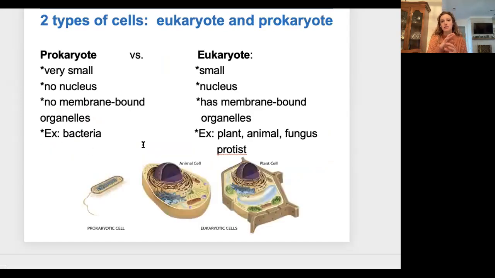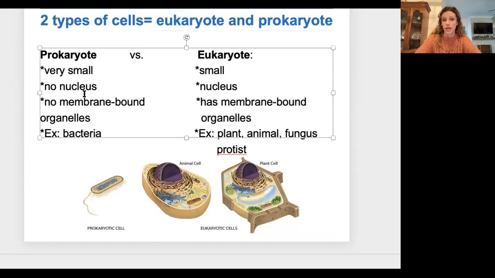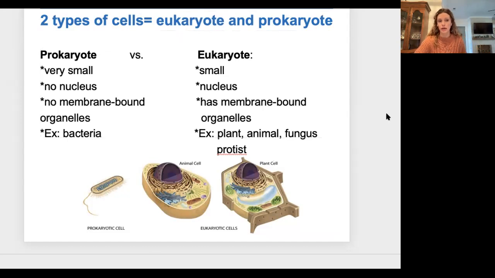So this slide is basically telling you the differences between a prokaryote and a eukaryote. I would set this up as a T chart in my notes. So I would literally write in my notes, two types of cells equal eukaryote and prokaryote. And then I would do a T chart. So do a line straight down the middle right here, prokaryotes on the left, eukaryotes on the right, and then list these bullet points. Prokaryotes are going to be very small, because they don't have a nucleus, they don't have these membrane bound organelles, so they don't need the extra size in order to function.